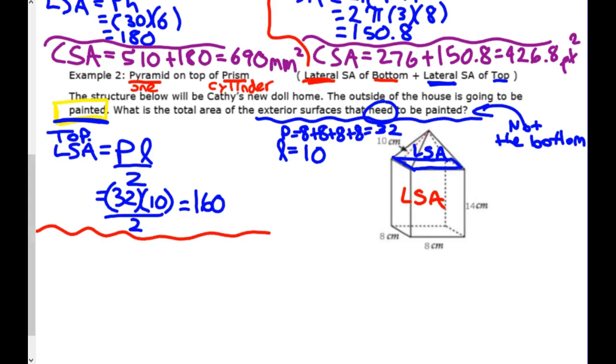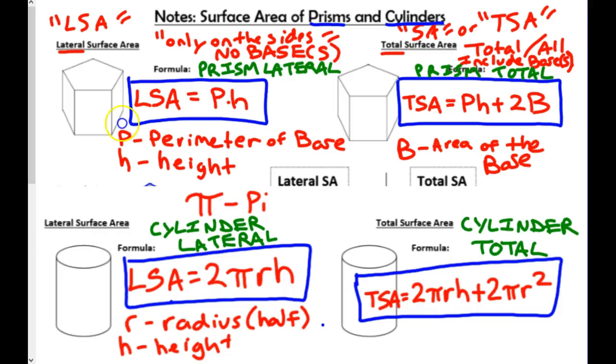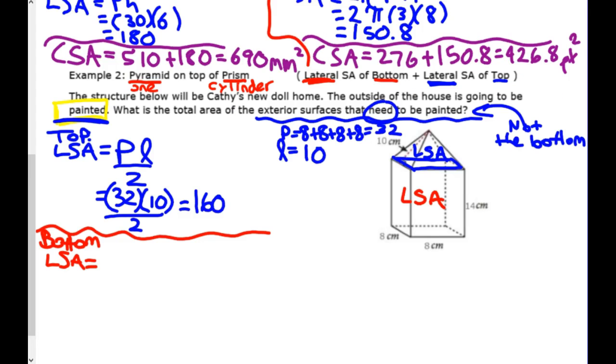Again, we're writing small. For the bottom, I need to find the lateral surface area again. So the bottom shape is a prism. Let's remember, for a prism, lateral surface area is PH, right? So let's write that, PH. And now we go over to our shape, and I need to find the perimeter of the bottom. Now this just so happens to have the same base as the pyramid. It may not always be the case, so you always want to double check.